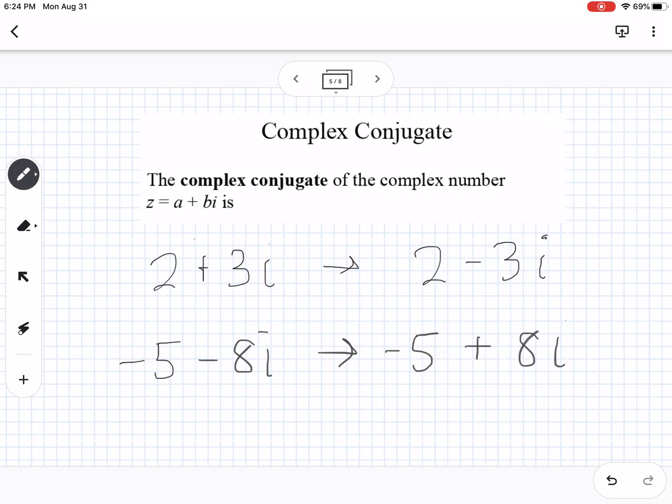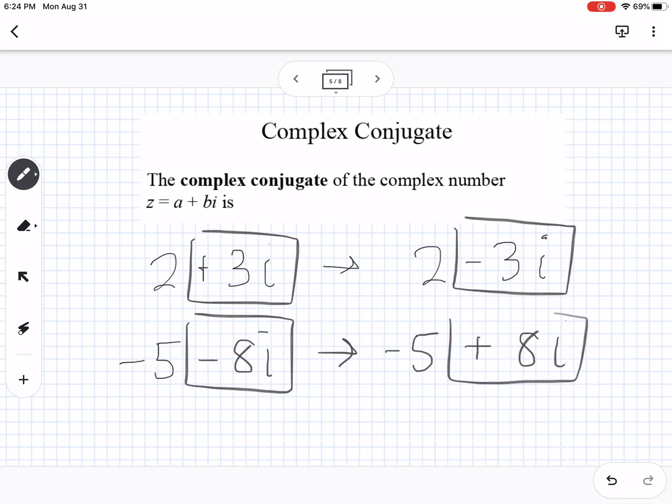So you'll notice the only thing that's changing is the imaginary part. The real part is staying the same, the imaginary part is the opposite of what it started out to be. So even if you didn't have a real part, if you just had negative i, the complex conjugate would be positive i. Okay?